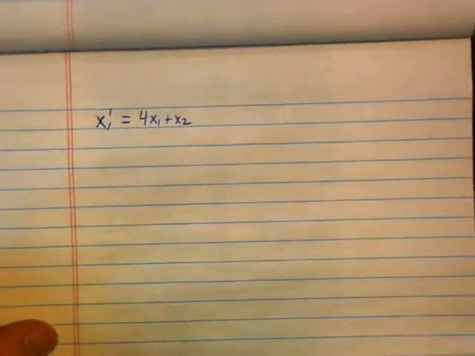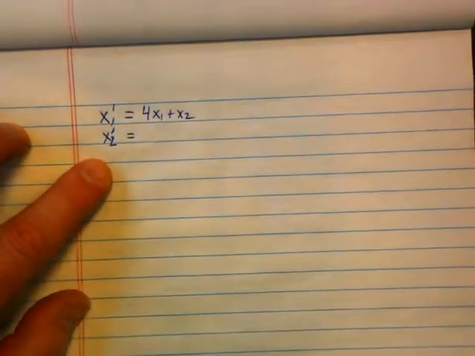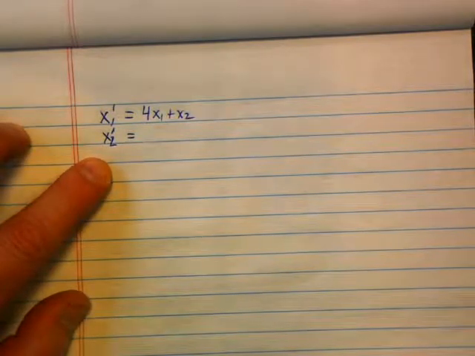x1 prime equals 4x1 plus x2. x2 prime equals 6x1 minus x2.